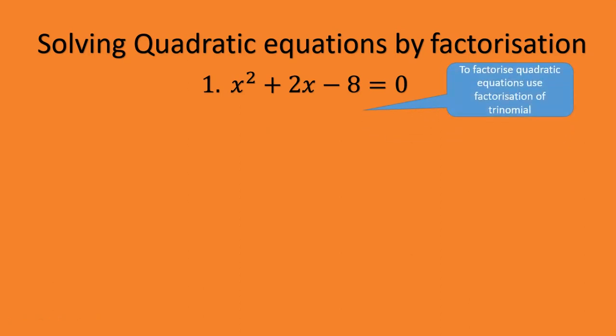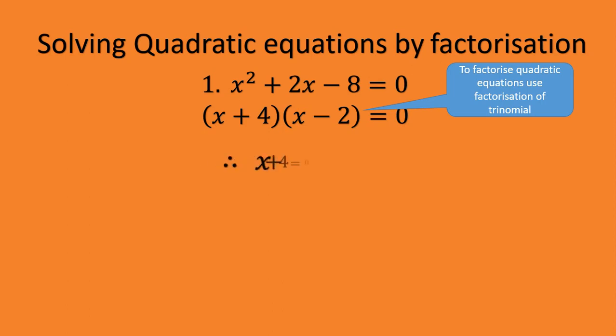But to factorize, we must first of all factorize the trinomial. Again, I say go back to the video on factorizing trinomials. But the factors would be, for this x squared plus 2x minus 8, x plus 4 and x minus 2. So we will factorize x squared plus 2x minus 8 and we'll get x plus 4, x minus 2.